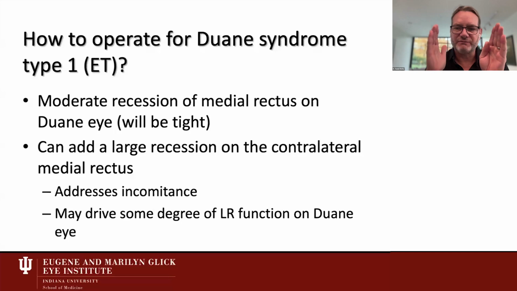The second advantage is if I've done a big weakening on the non-Duane's medial rectus, now that's going to drive a lot of input to the Duane side lateral rectus. So if there's any abduction ability, you can help drive that range of motion to be better. And so those are kind of my two typical approaches to Duane syndrome type 1.